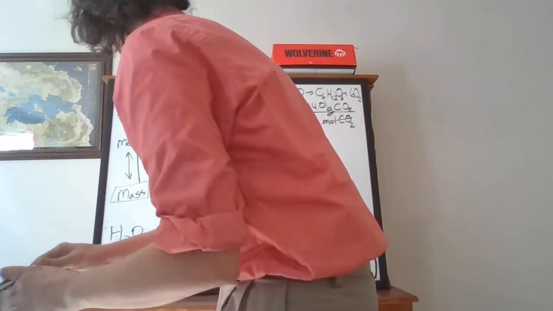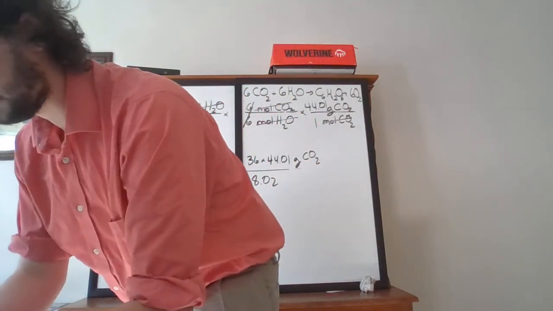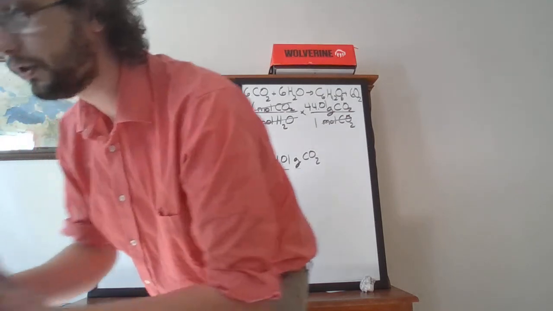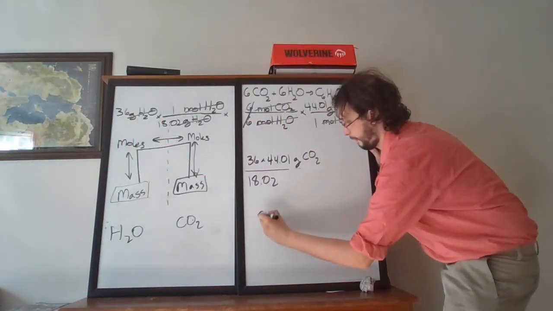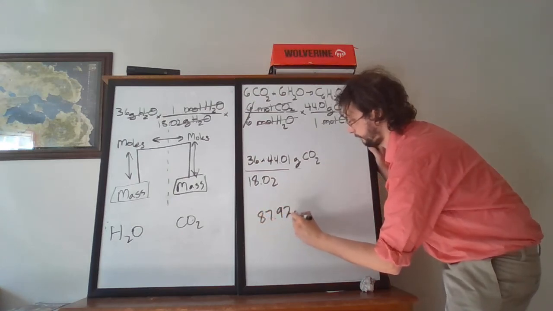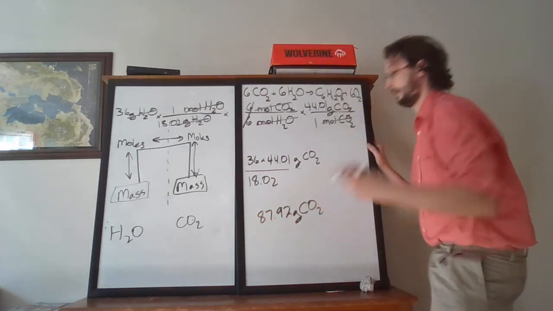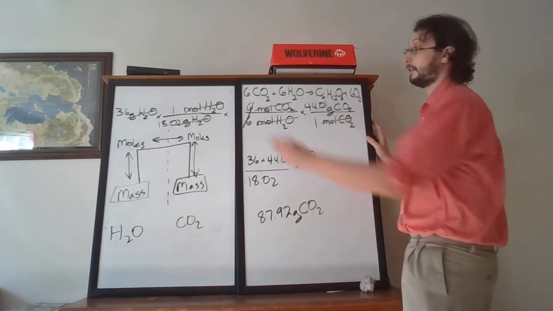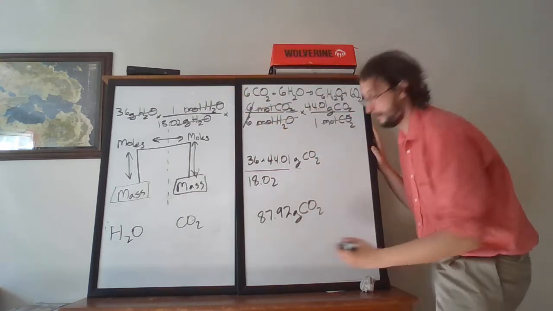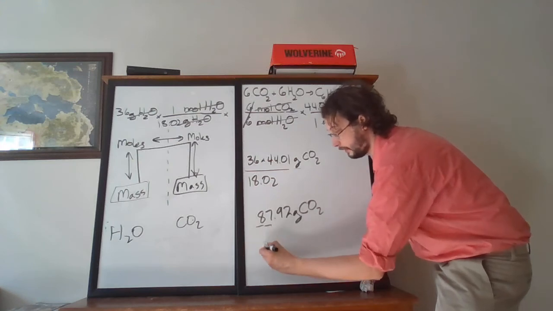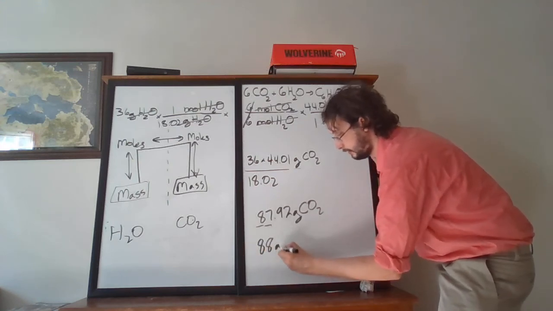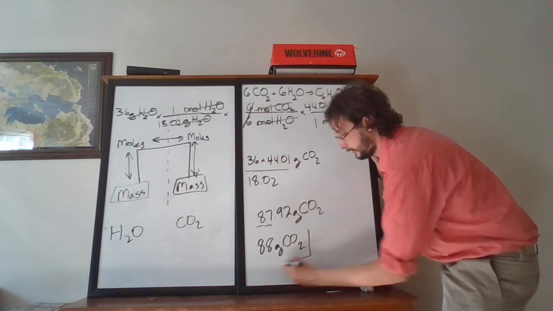Let's try that again. 36 times 44.01 divided by 18.02 is 87.92 grams of carbon dioxide. And finally, let's check our sig figs. We only have 2 sig figs up there. I've got 4 down here. That means we need to round to the first 2 sig figs, which means we're rounding at the 1's place. So our answer should be 88 grams of carbon dioxide.